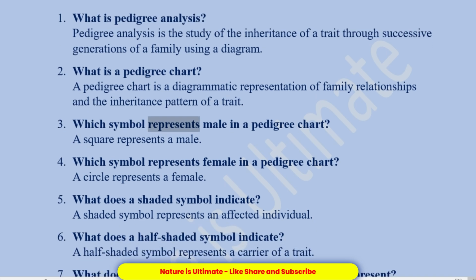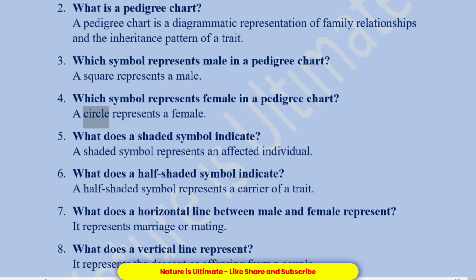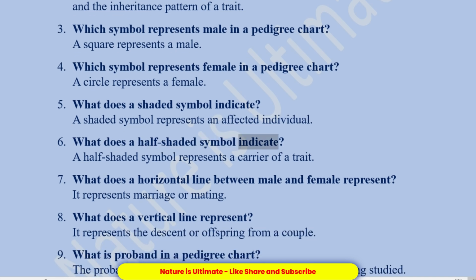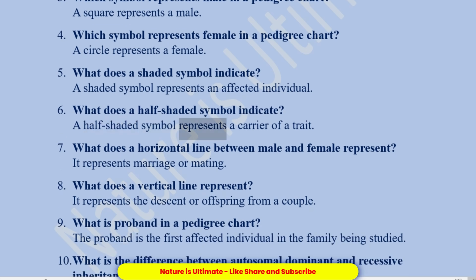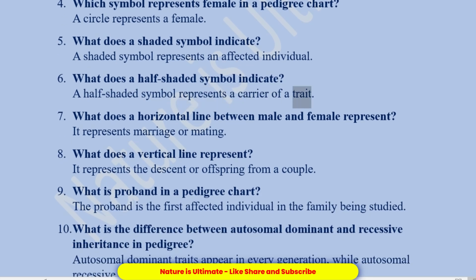Which symbol represents male in a pedigree chart? A square represents a male. Which symbol represents female in a pedigree chart? A circle represents a female. What does a shaded symbol indicate? A shaded symbol represents an affected individual. What does a half-shaded symbol indicate? A half-shaded symbol represents a carrier of a trait.